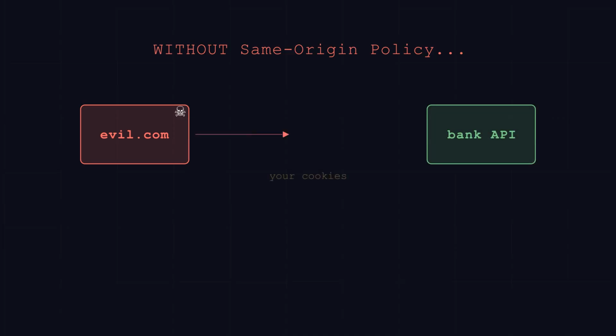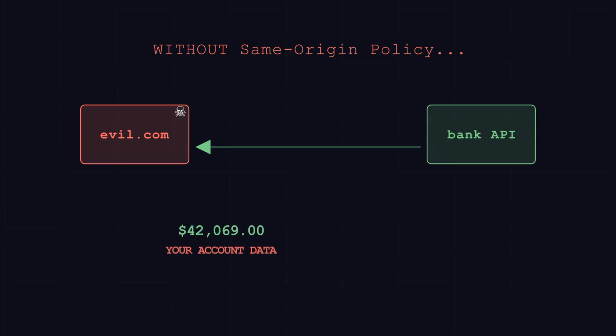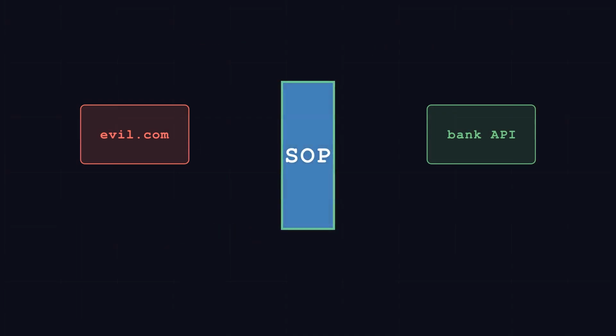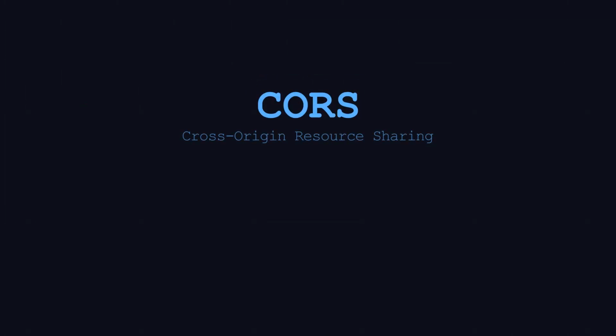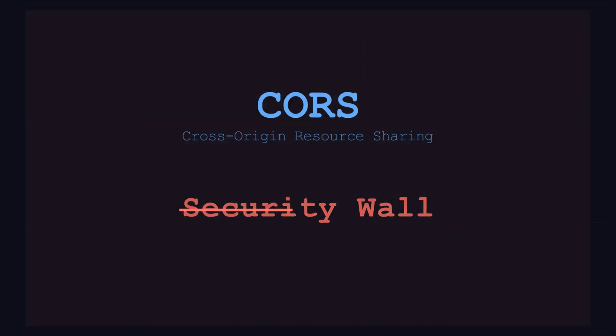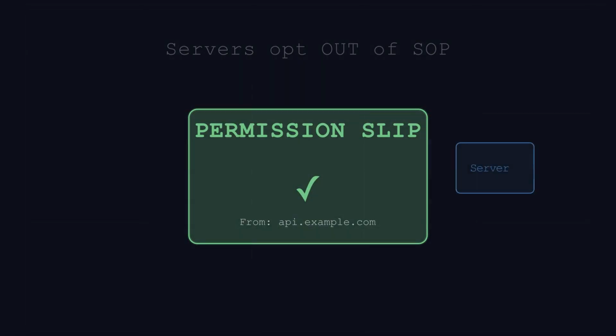This exists because without it, any malicious website could make requests to your bank's API using your cookies and read your account data. The same origin policy prevents that by default. So CORS, cross-origin resource sharing, is not a security wall. It's the opposite. It's a way for servers to opt out of the same origin policy. Think of it as a permission slip. The server says, "Hey browser, it's okay. Let this other origin read my response."